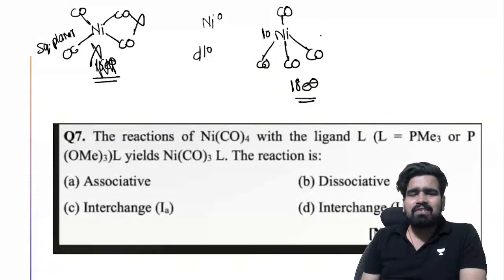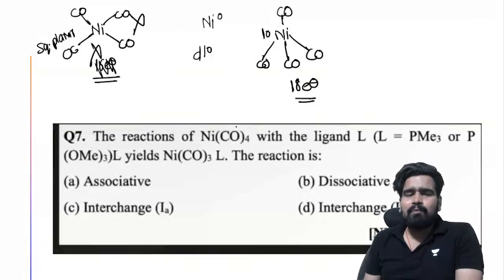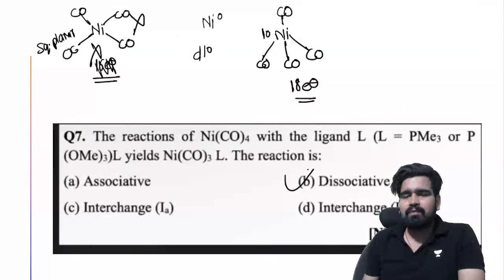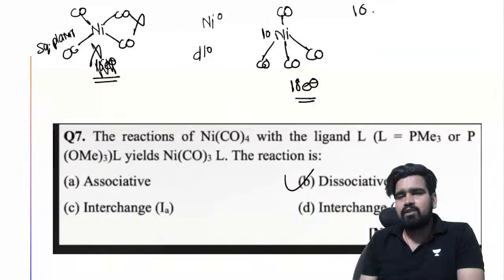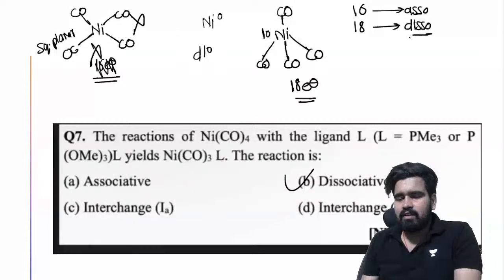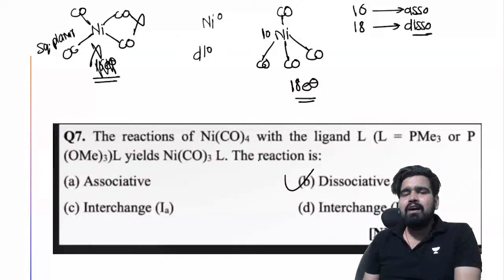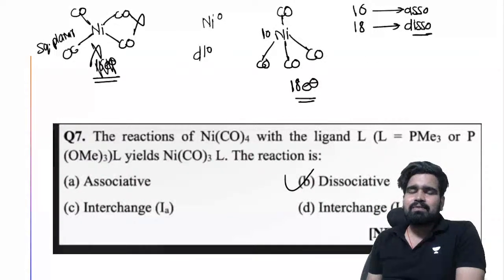An 18 electron complex gives this kind of reaction with the help of which mechanism? Associative? No. Dissociative mechanism. A 16 electron complex gives the reaction by associative mechanism, and an 18 electron complex gives the reaction by dissociative mechanism. So here the right answer will be B, dissociative mechanism, because it is an 18 electron complex.